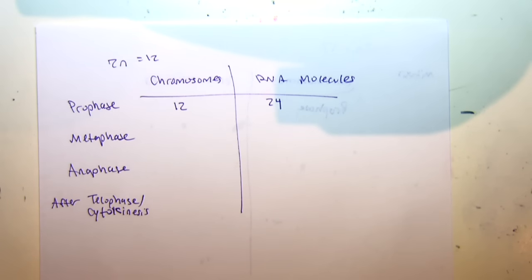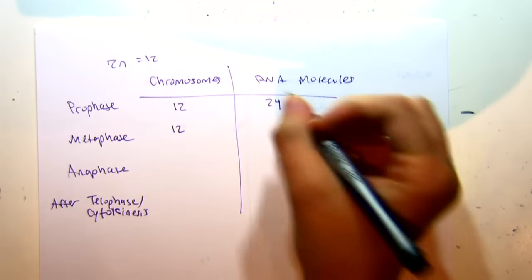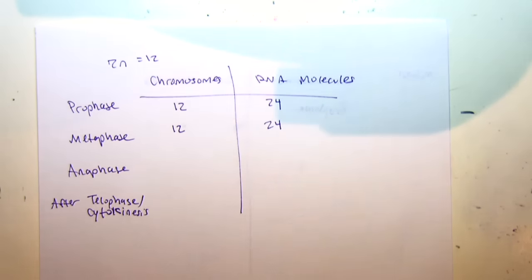So remember what's going on in prophase. All we're doing is our chromatin is condensing into chromosomes. And we know we're replicated because we're after S phase. So is anything different in metaphase? No. We're still going to have 12 chromosomes. They're still going to be replicated, so there's still going to be 24 total DNA molecules.